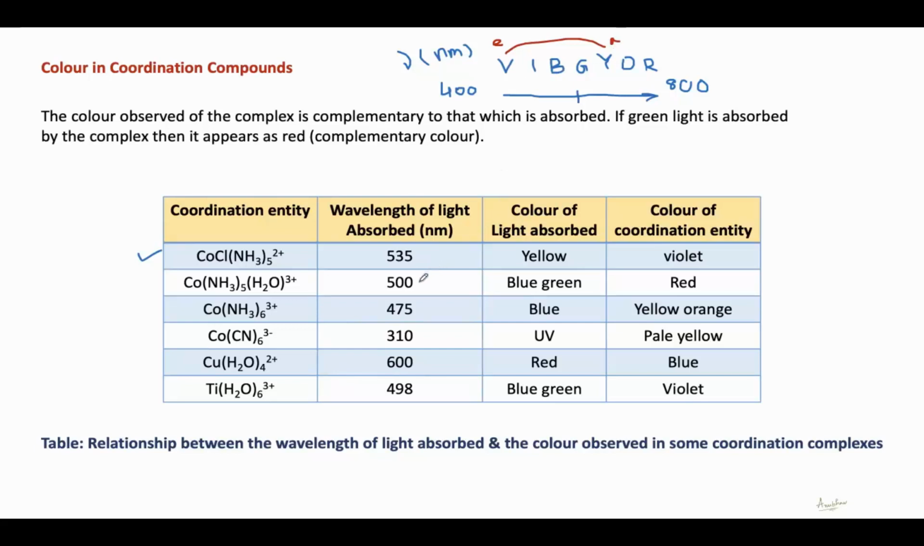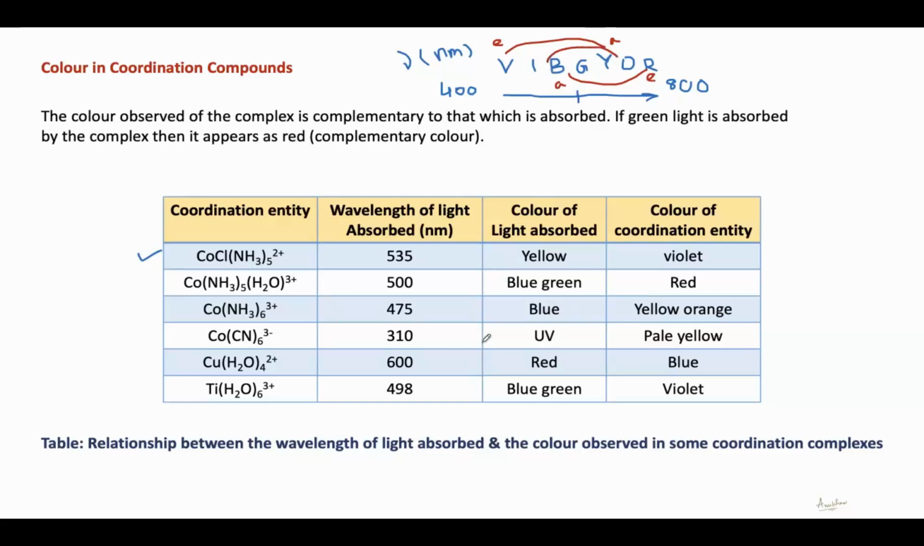The next complex, we are having this 500 nanometer wavelength absorbance. That is in the blue-green region. Blue-green region means this region. So here it is absorbing and the color is actually showing in the red direction. Absorbance here and red here. Next case, the absorbance of the color is in the blue. Color of light absorbed is blue, which is in the 475 nanometer. In this case, the color shown is the yellow-orange, which is between this.